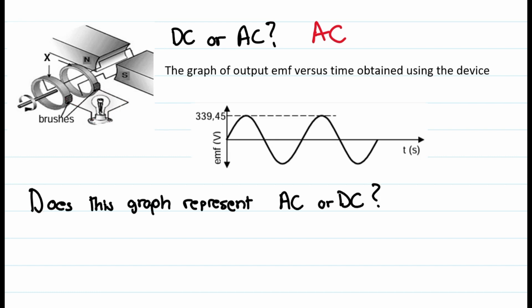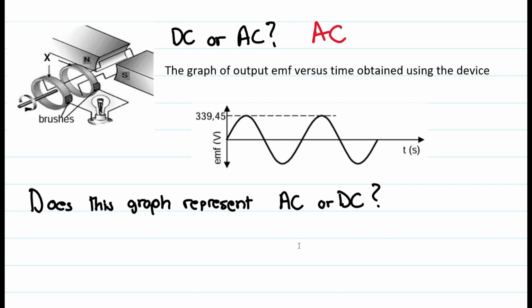Now here's another question for you. We have a graph here, which is the EMF against time. Does this graph represent an AC or DC generator? Take your time, pause the video and think it through.